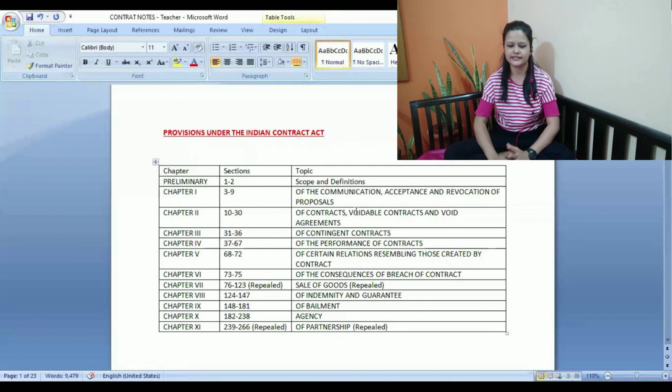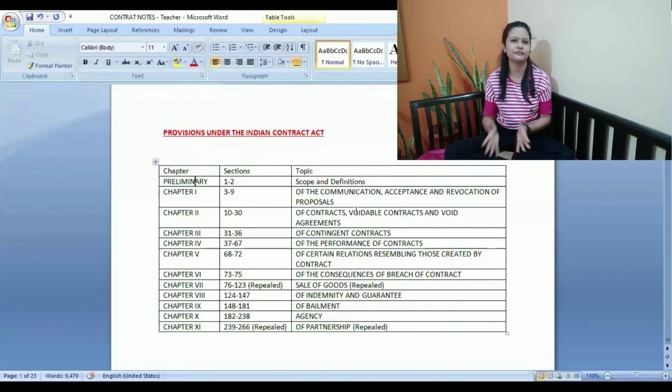So that was all for this discussion. We will continue with what is a contract and what is an agreement and the difference between an agreement and a contract in the next class.